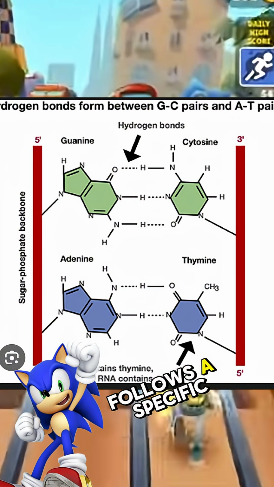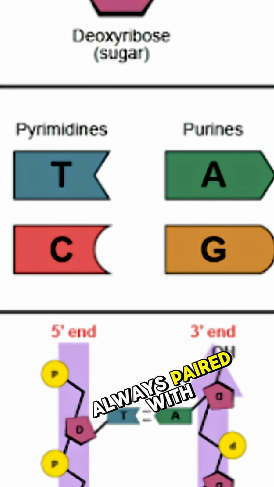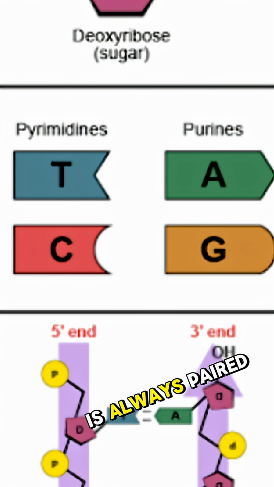This base pairing follows a specific rule. Letter A is always paired with letter T. The letter G is always paired with C.